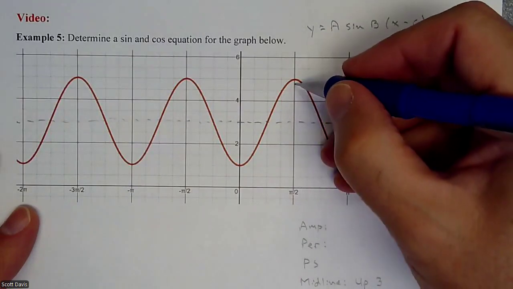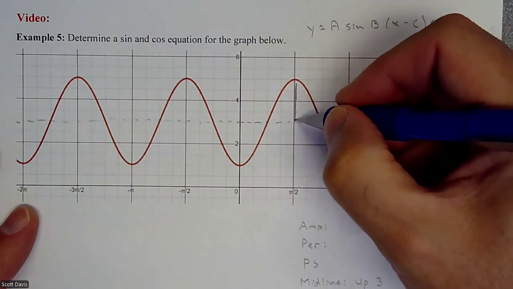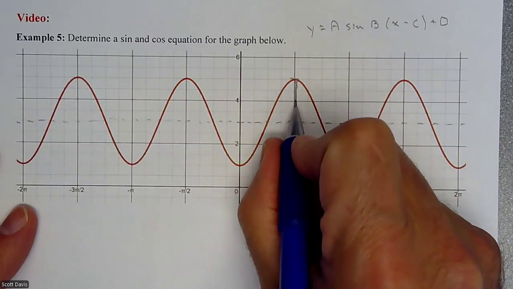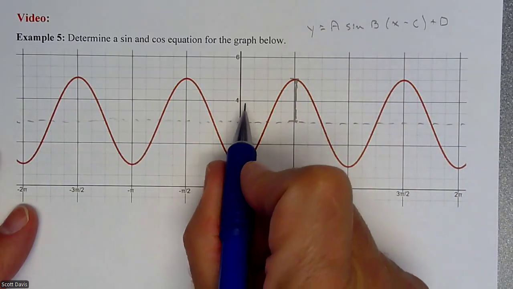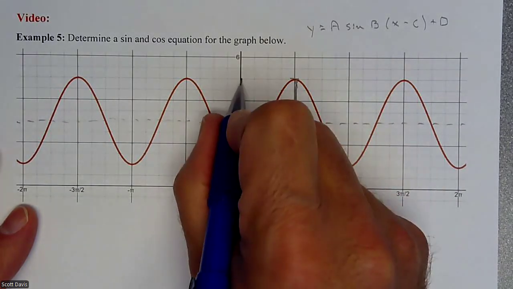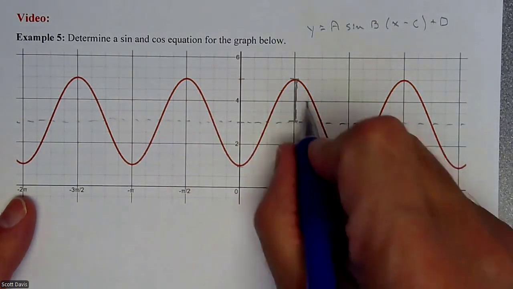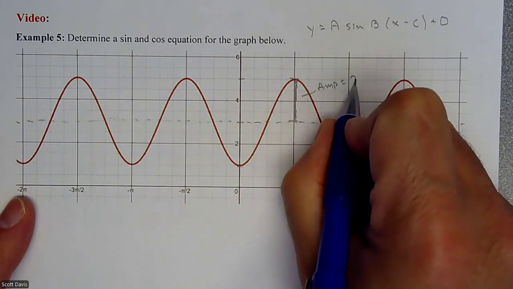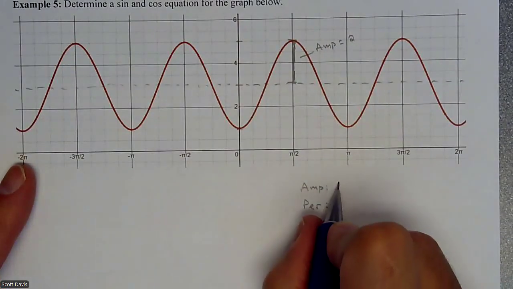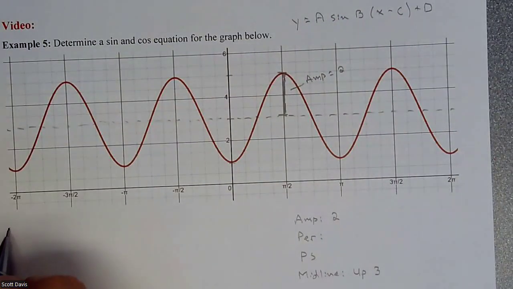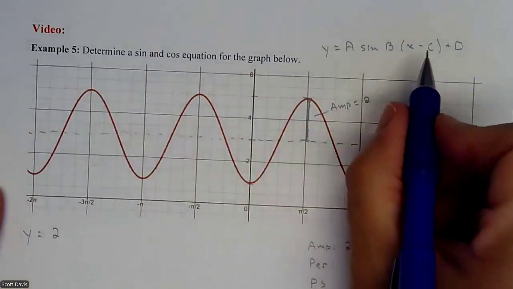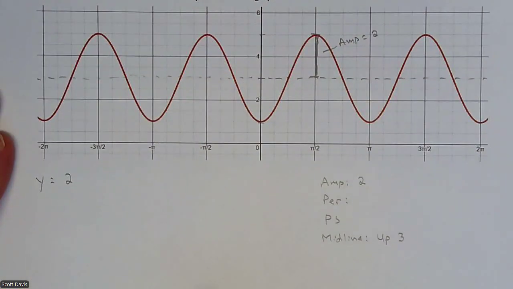Next thing is from that midline, our amplitude from here to here is 1, 2. So don't be tricked by the fact that we have the half marks in here. So our amplitude is 2. All right. So we are currently sitting with a 2 sine or cosine kind of an equation, and then a +3 floating out of the back.